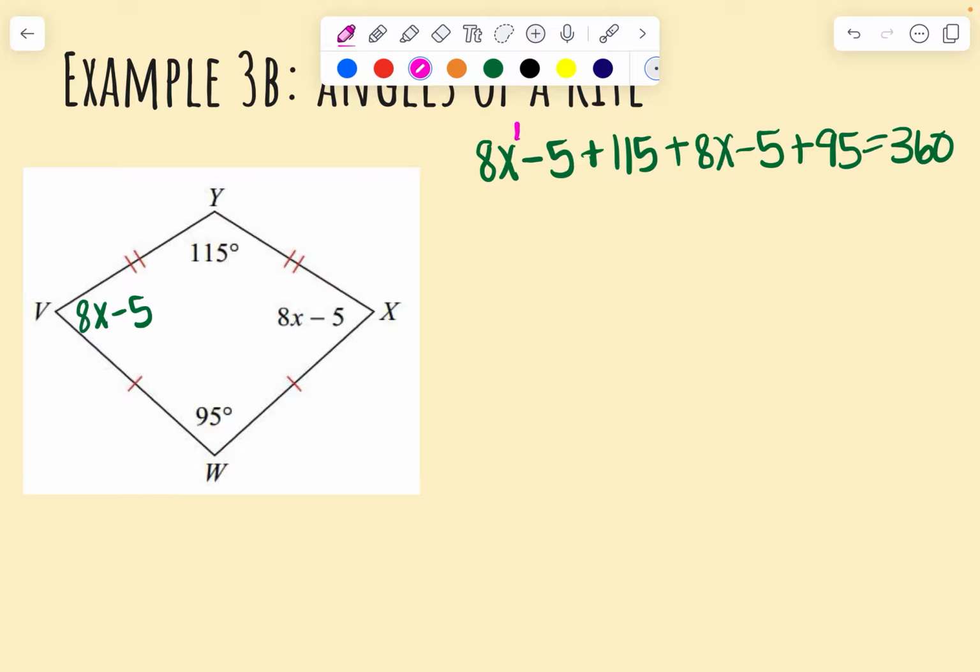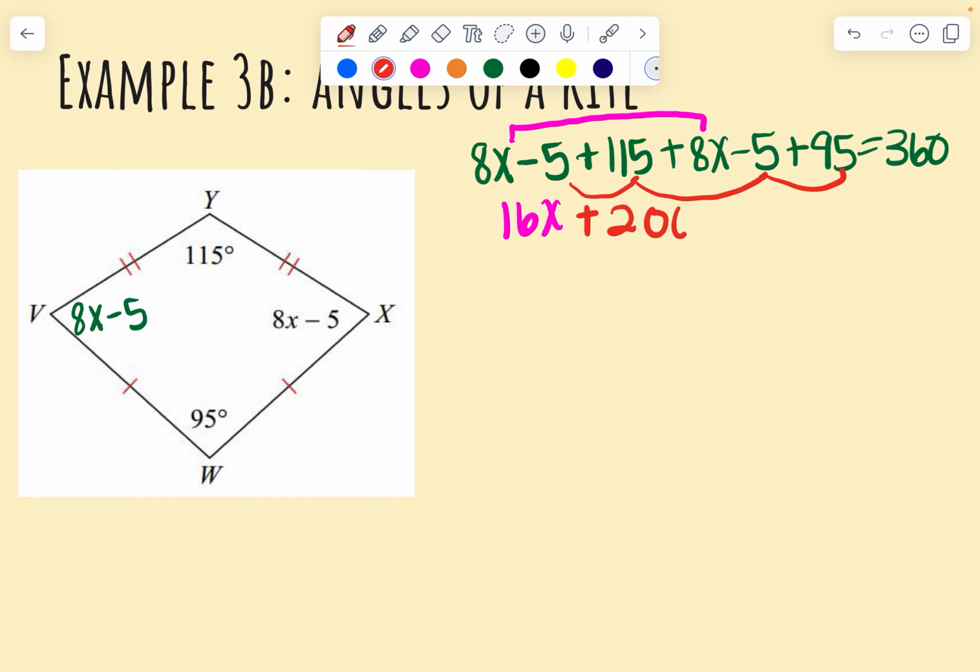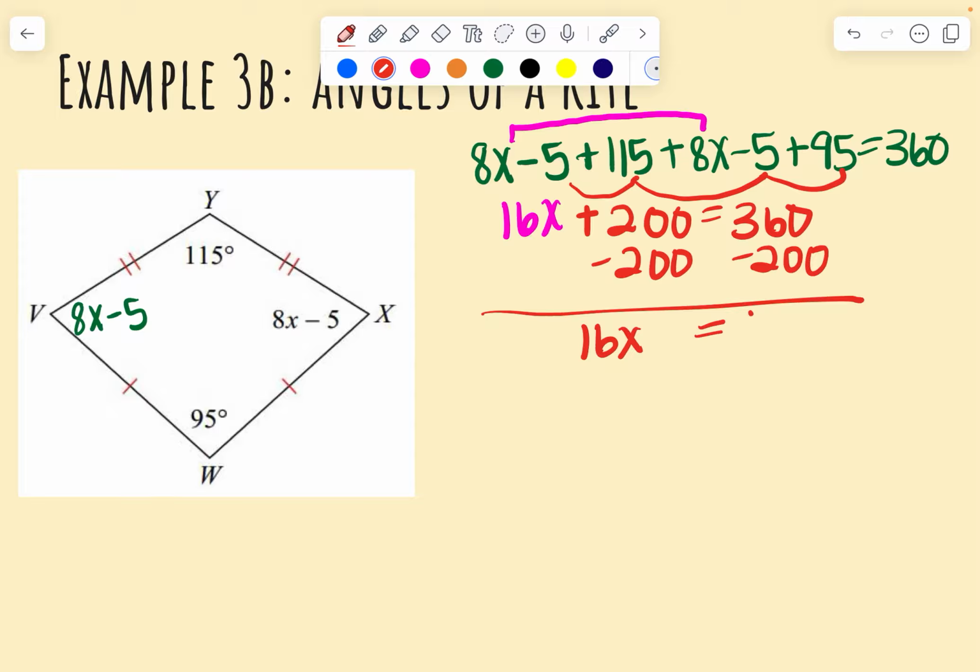Combining like terms here, 8x and 8x is 16x. Negative 5 plus 115 minus 5 plus 95 gives me 200. So 16x plus 200 is 360. And then solving this, we'll take 200 from both sides. And we get 16x is 160. Divided by 16, we'll get x is 10 degrees.